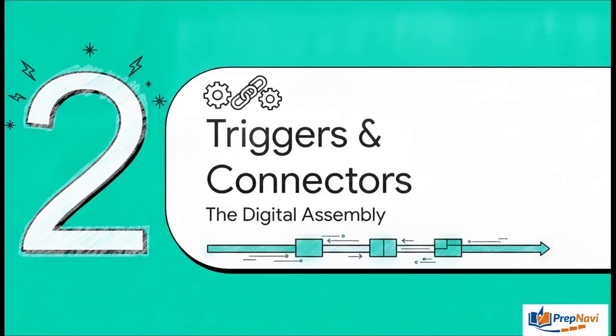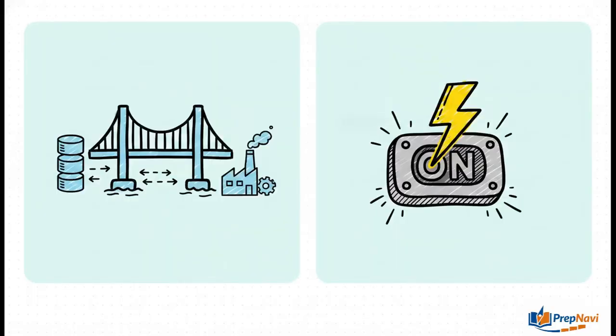Moving right along to Section 2, the Spark. We're talking triggers and connectors, which is all about starting that digital assembly line. The foundation of every single flow requires you to clearly distinguish between these two key elements. So connectors, think of those as your bridges to data sources. They're the supply lines bringing raw materials like SharePoint, Dataverse, or Outlook right into your factory. Triggers, on the other hand, are the critical on switches. They are the exact specific events that kick off the process. Basically, you need the bridge to access the data, but you absolutely need the event to spark the action.